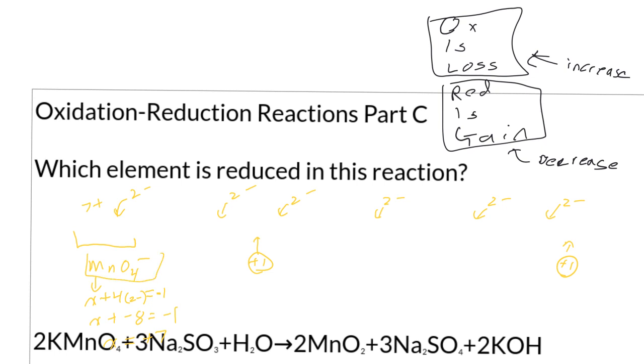Back to permanganate. Permanganate's a -1, right? So what does potassium have to be here? Potassium has to be a +1. So I've got +1, +7, -2.